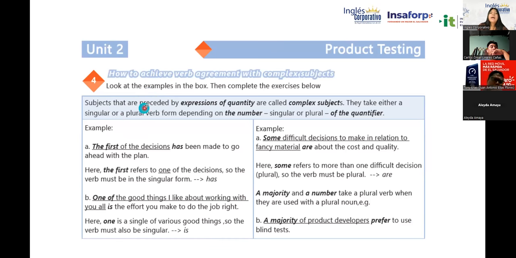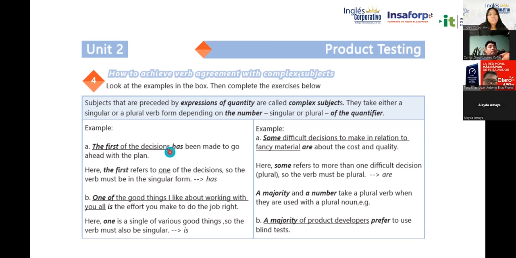It says that subjects that are preceded by expressions of quantity are called complex subjects. They take either a singular or a plural verb form depending on the number. I mean, those are expressions of quantity. And look at this. The first, one of, some, a majority, a number. Yeah, those are expressions of quantity. But which is the real topic here? Look at this.